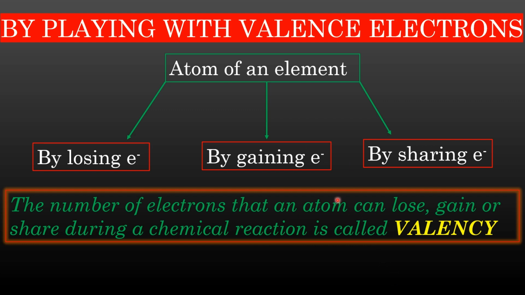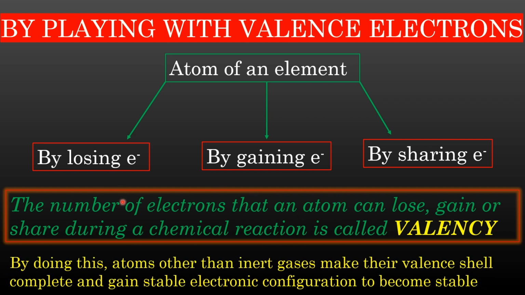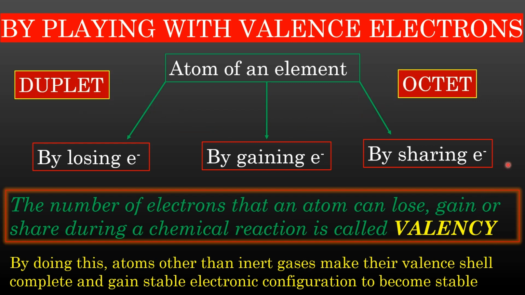So how do other atoms become stable? By sharing, losing or gaining electrons. They achieve the electronic configuration of the nearest noble gas and hence they become stable, meaning either they will have a duplet in their valence shell or an octet, meaning 8 electrons in their valence shell.